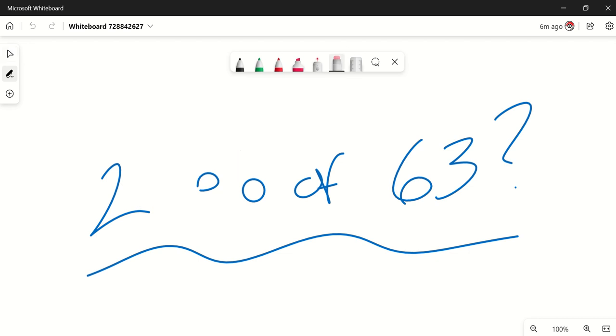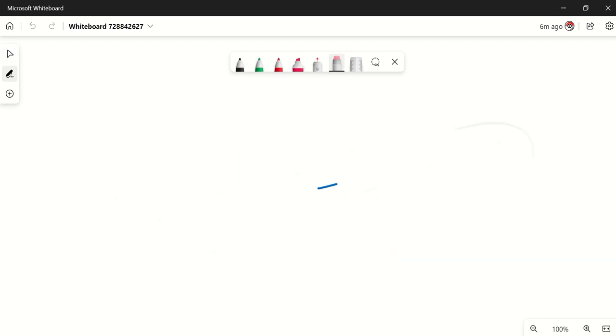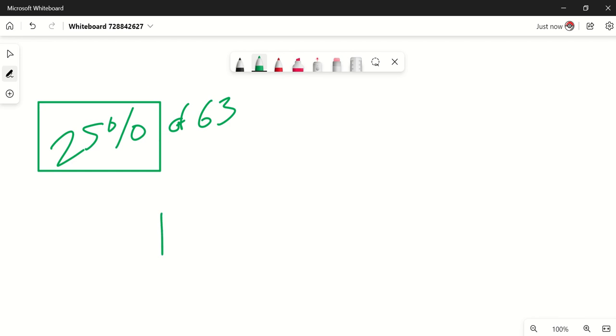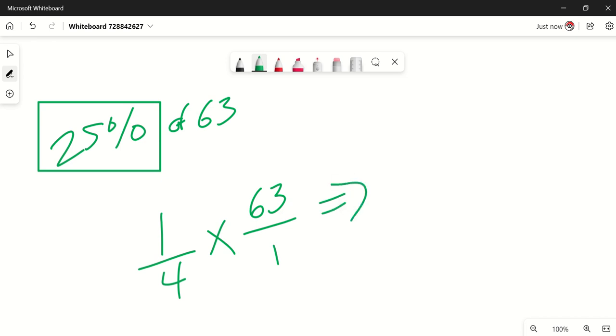25% of 63. Now, 63 is not a number I can easily change and convert, right? So 25% of 63. I know 25% can also be written as 1/4. Now, to find out what it is out of 63, I'm just going to put 63 over 1 and multiply straight across. 1 times 63 will be 63. 4 times 1 will be 4. This will become 63 divided by 4.